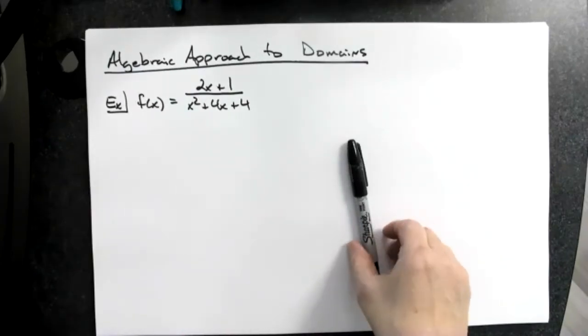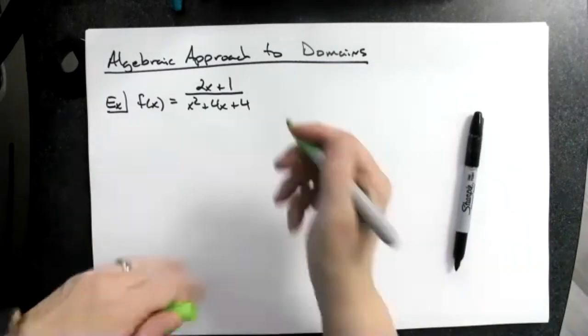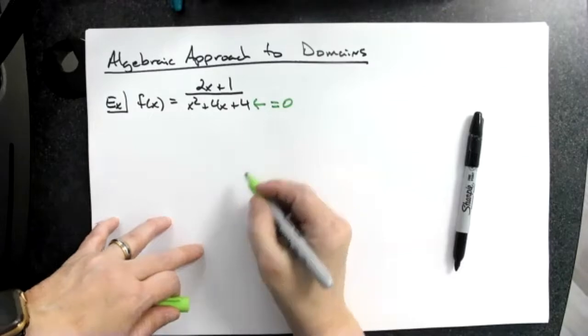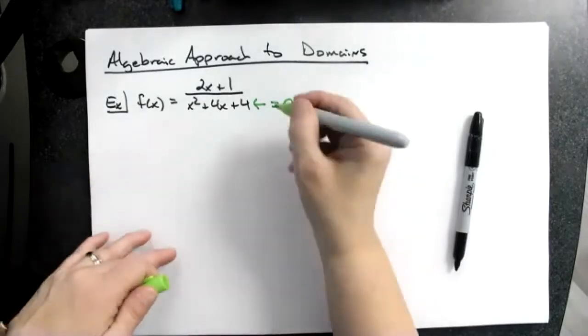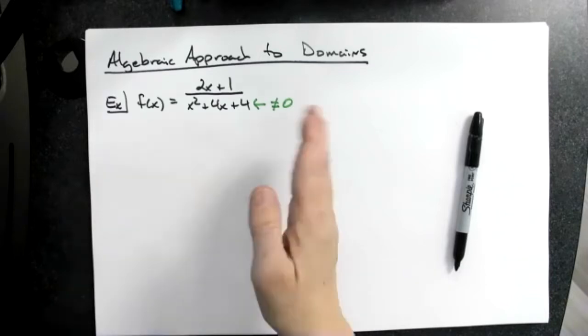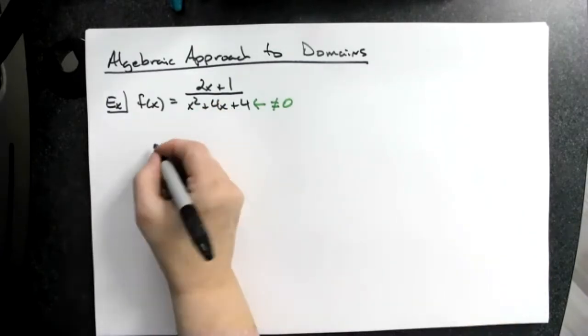To find the domain of rational functions, we take the denominator and set it equal to 0. Really, I am going to say not equal to 0. We try to find the values that are not equal to 0 because we don't want the denominator to be 0. We want to find those values that are the exclusions.